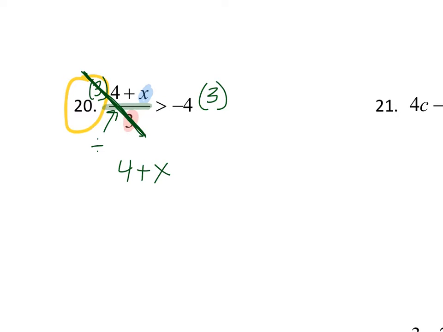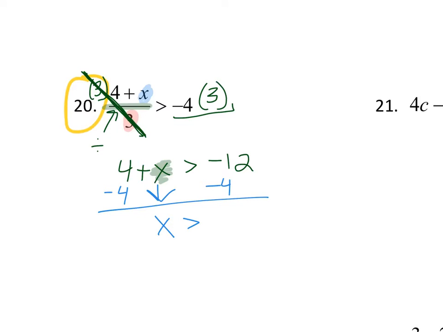And then we have our greater than sign. And then if I multiply, negative 4 times 3 is negative 12. We're still solving for x here. So I'm going to move the 4. It's a positive 4, so we're going to subtract 4 on both sides. Bring down x is greater than, if I take negative 12 and subtract 4, I end up at negative 16. X is all by itself. So there's number 20. Very good one to talk about with having to multiply both sides.